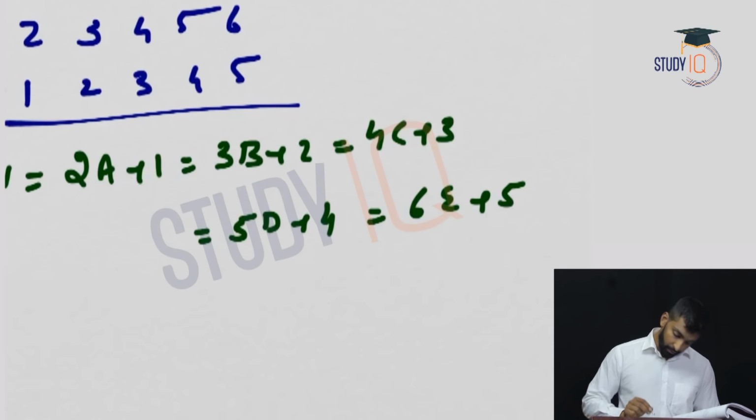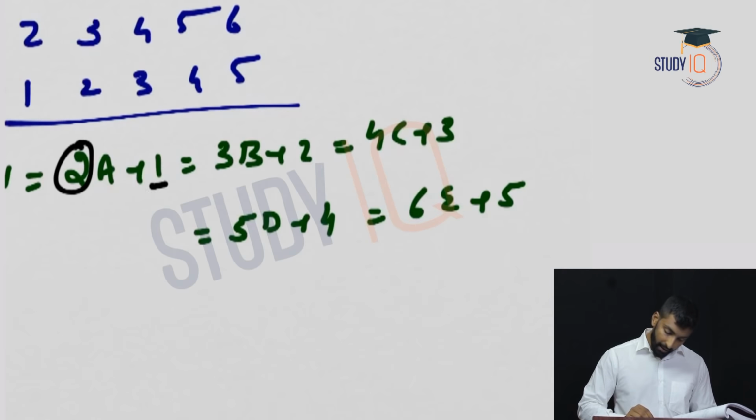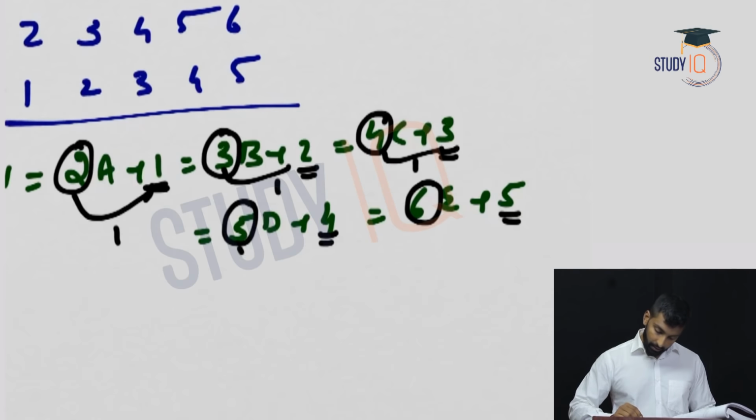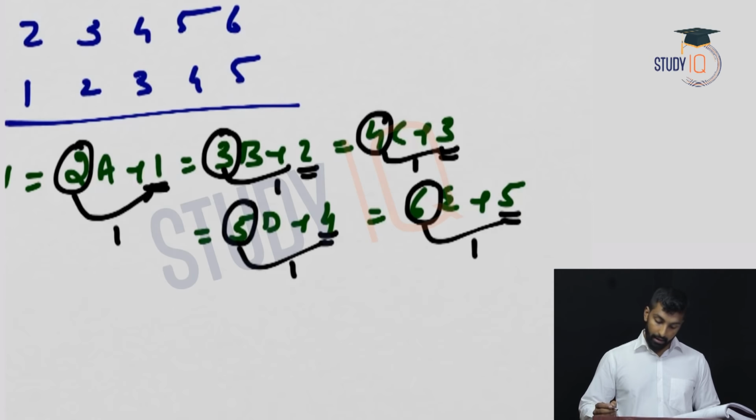Okay, so when you divide by 2 leaves the remainder 1, divide by 3 leaves the remainder 2, divide by 4 leaves the remainder 3, divide by 5 leaves the remainder 4, divide by 6 leaves the remainder 5. What does this mean? If you take this difference 1, this difference 1, this difference 1, this difference 1, this difference 1. So if you see in all these cases, the difference between the divisor and the remainder is constant, 1.